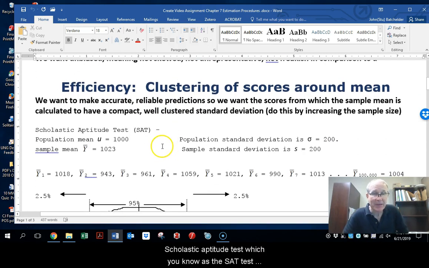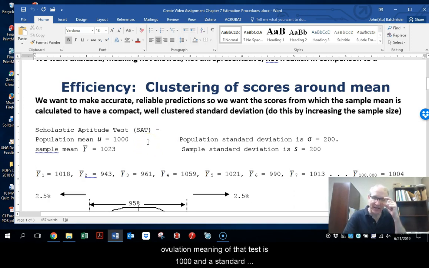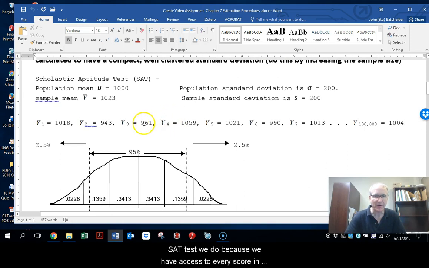My example makes use of the Scholastic Aptitude Test, which you know as the SAT test. The population mean of that test is 1,000, and the standard deviation is 200. Usually we don't know the population mean and the population standard deviation, but for the SAT test we do, because we have access to every score in America.